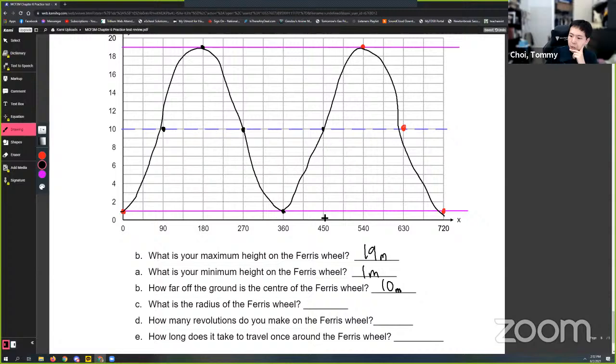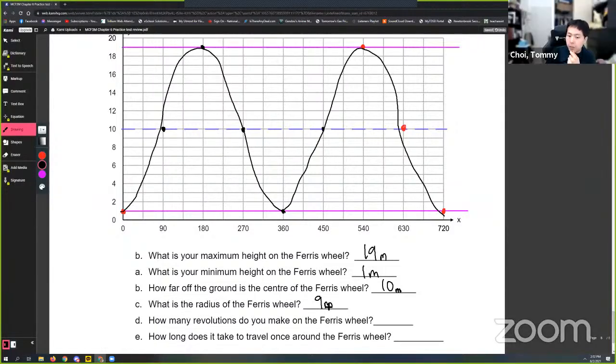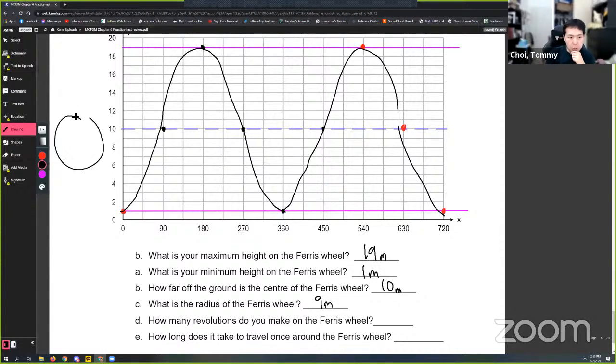What is the radius of the Ferris wheel here? 9. Yes, 9 meters is correct. It's the amplitude. If 10 is the center, then the lowest it goes is the radius, and the highest it goes is also the radius. So when a question asks for the radius of a circle, do we just find the amplitude? Essentially, because when you're working with a circle, if the center is 10 meters off the ground and then the radius is to the edge of the circle, the lowest point from the middle is also the amplitude, which turns out to be the radius. So that's the connection I want you to see there.